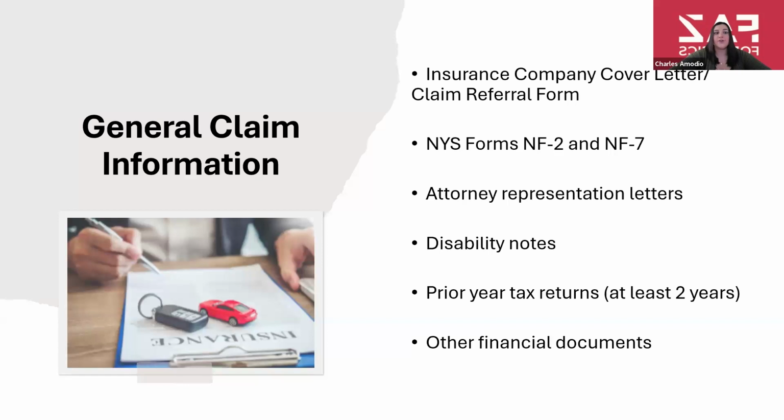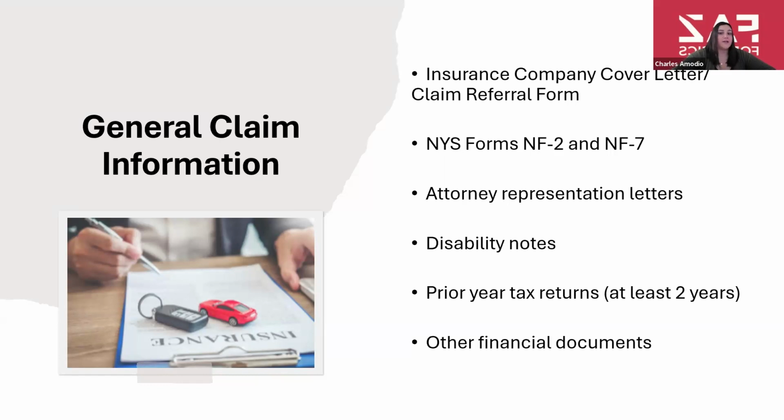Typically, we see the New York State forms NF2 and NF7. The NF2 includes information on the insured and the claimant, including their address, social security number, birthday, the location of the accident, the extent of their injuries, an estimate of the time that they've lost from work, where they've been treated medically, and their current job history in the past few years.